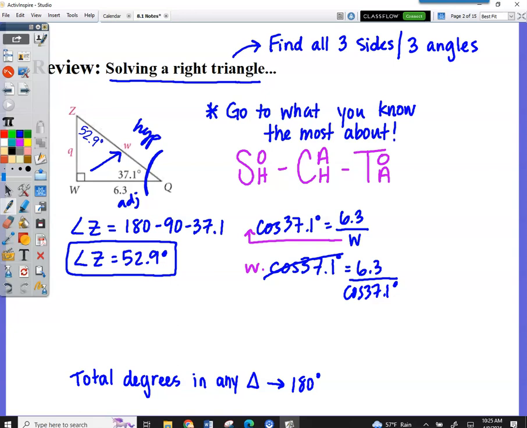If this is unfamiliar for you, then that means that you need to practice it because what we are about to do is very similar to this. We're just going to have a different formula. So this should be familiar. So when you type in your calculator 6.3 divided by cosine 37.1, let's go to the nearest tenth. 7.9.